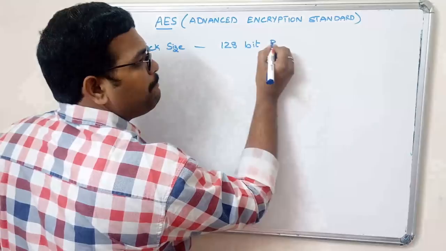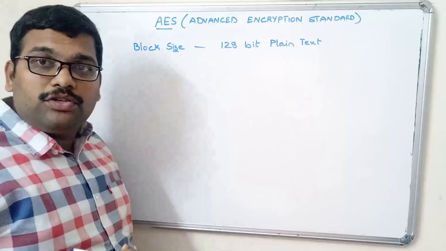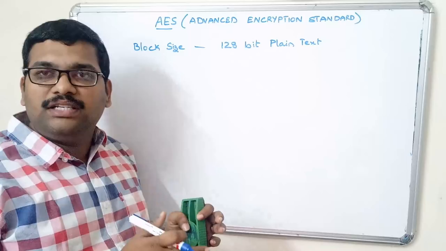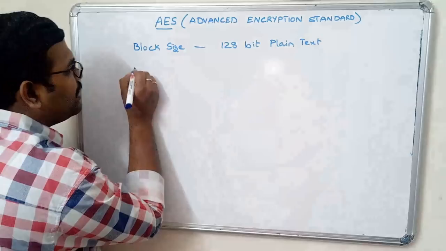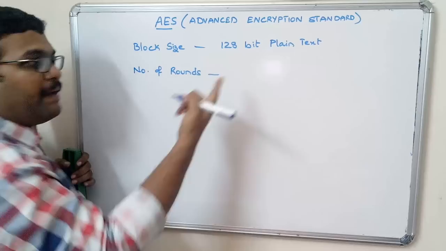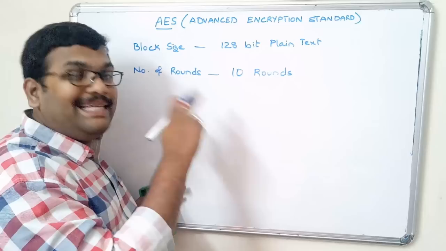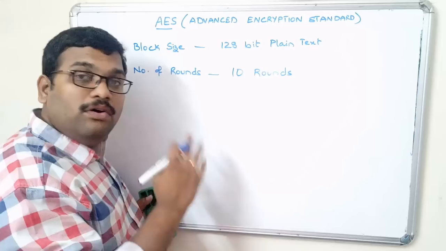And next, here also we will use a key in each and every round. Similar to the DES algorithm, in the AES algorithm also the plain text is processed in a number of rounds to get the ciphertext. Here the number of rounds is 10 rounds. In DES we perform 16 rounds and in each round we use a separate subkey. Here also we have to use a separate subkey in each and every round.